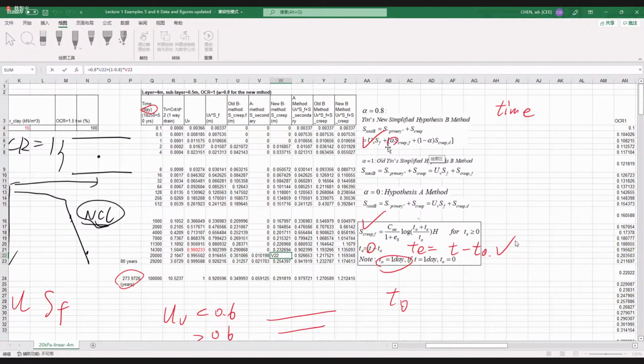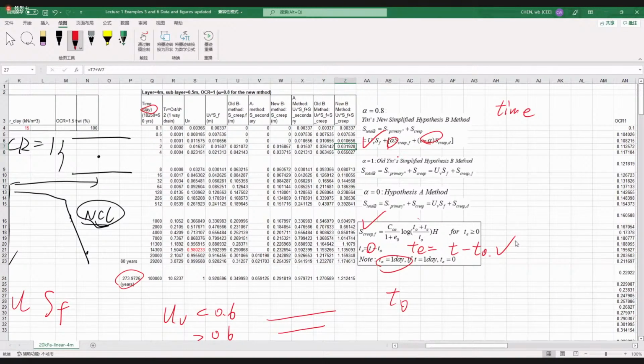We can say the alpha is a weighting value, and 1 minus alpha. So this is a new simplified method. And the A method, the old one, is here. We just use different equations here to calculate. It should be simple, okay? And then we use the new method, the new hypothesis B method, to calculate the final settlement.